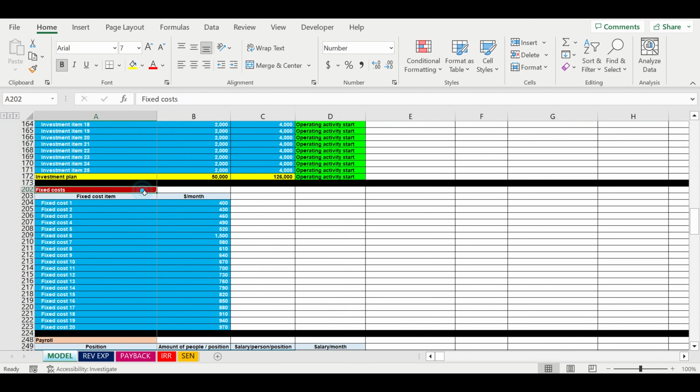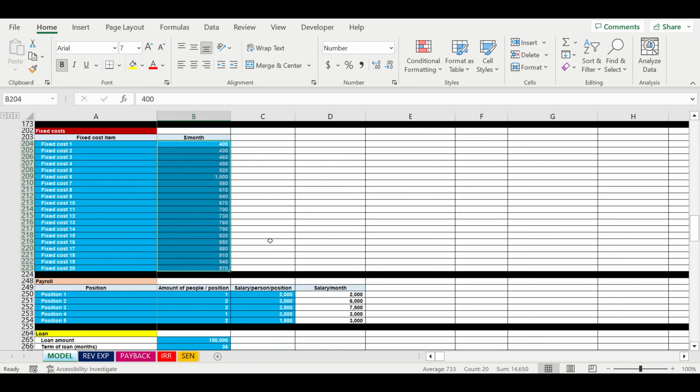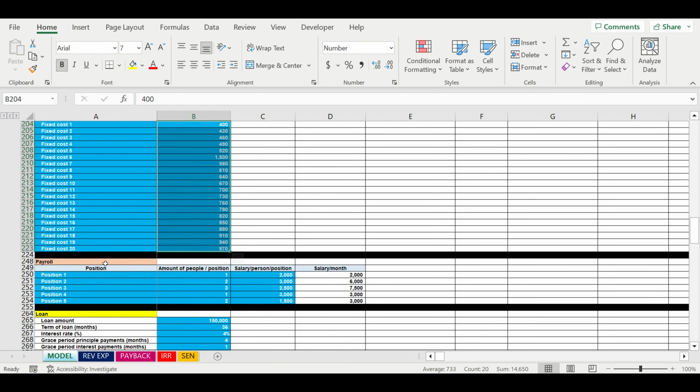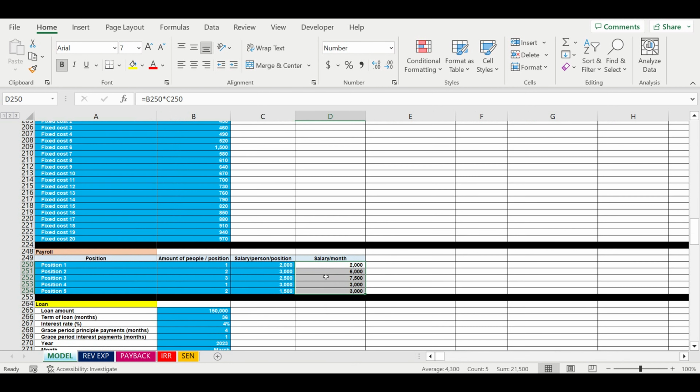So this is the investment stage expenses. Then we have the fixed costs that are stable. This is the list of fixed costs, for example, rent, office expenses. This is the list of expenses, and these are their monthly values. This is the fixed cost. Then we have a payroll. This is the amount of different people, their positions, amount of people on each position, and salary per person per month on each position. This is the monthly payroll.